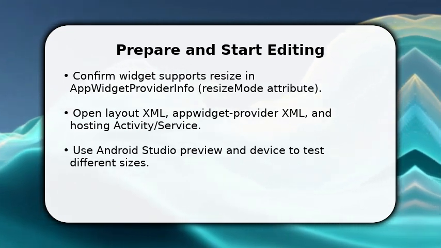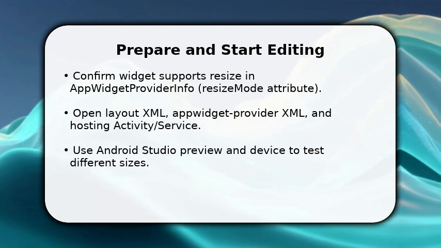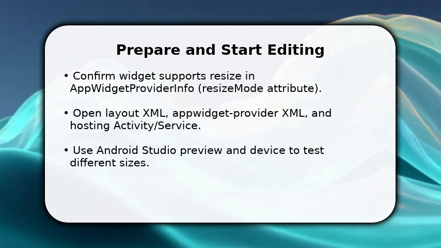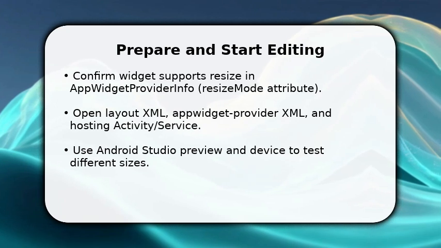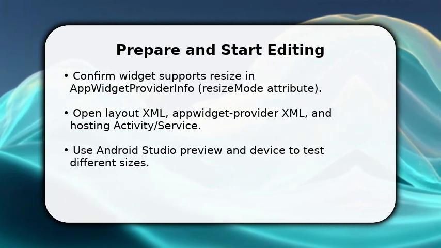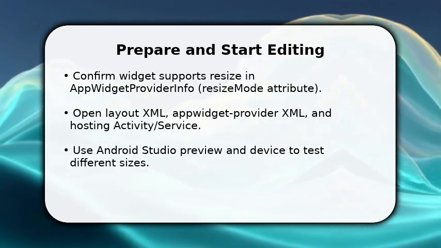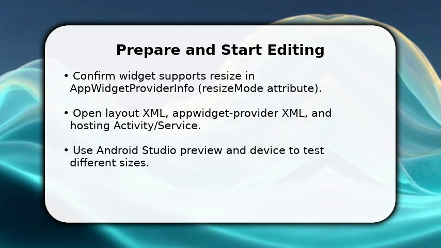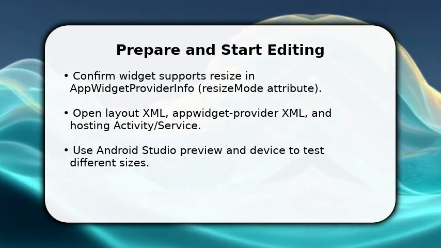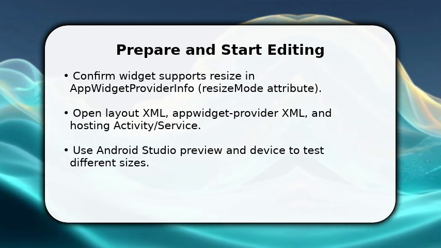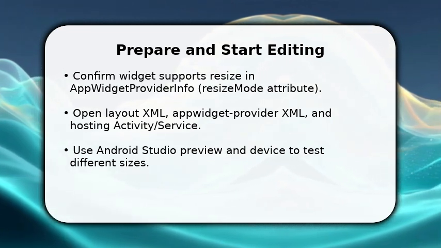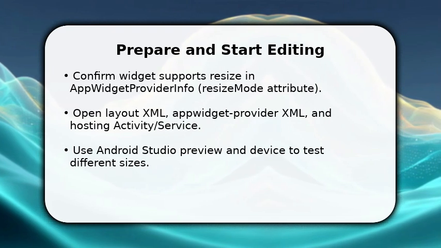Once done, open the widget layout XML and the app widget provider XML so you can change min width and min height values. Make sure to use DP for measurements and match the launcher grid. This guarantees predictable behavior. Now modify the min width/min height to approximate cell sizes, then save and rebuild so the system picks up the changes.